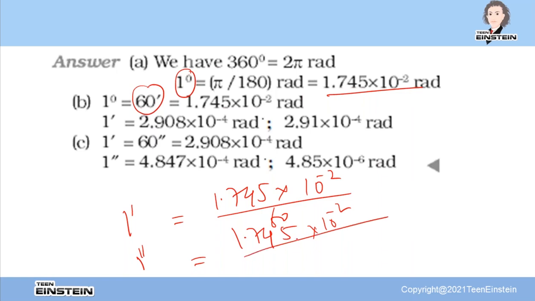So these conversions you have to do by yourself whenever required. Now I'll show you. You might be thinking, sir, why are you telling me this? Look, we have an example in your book itself.